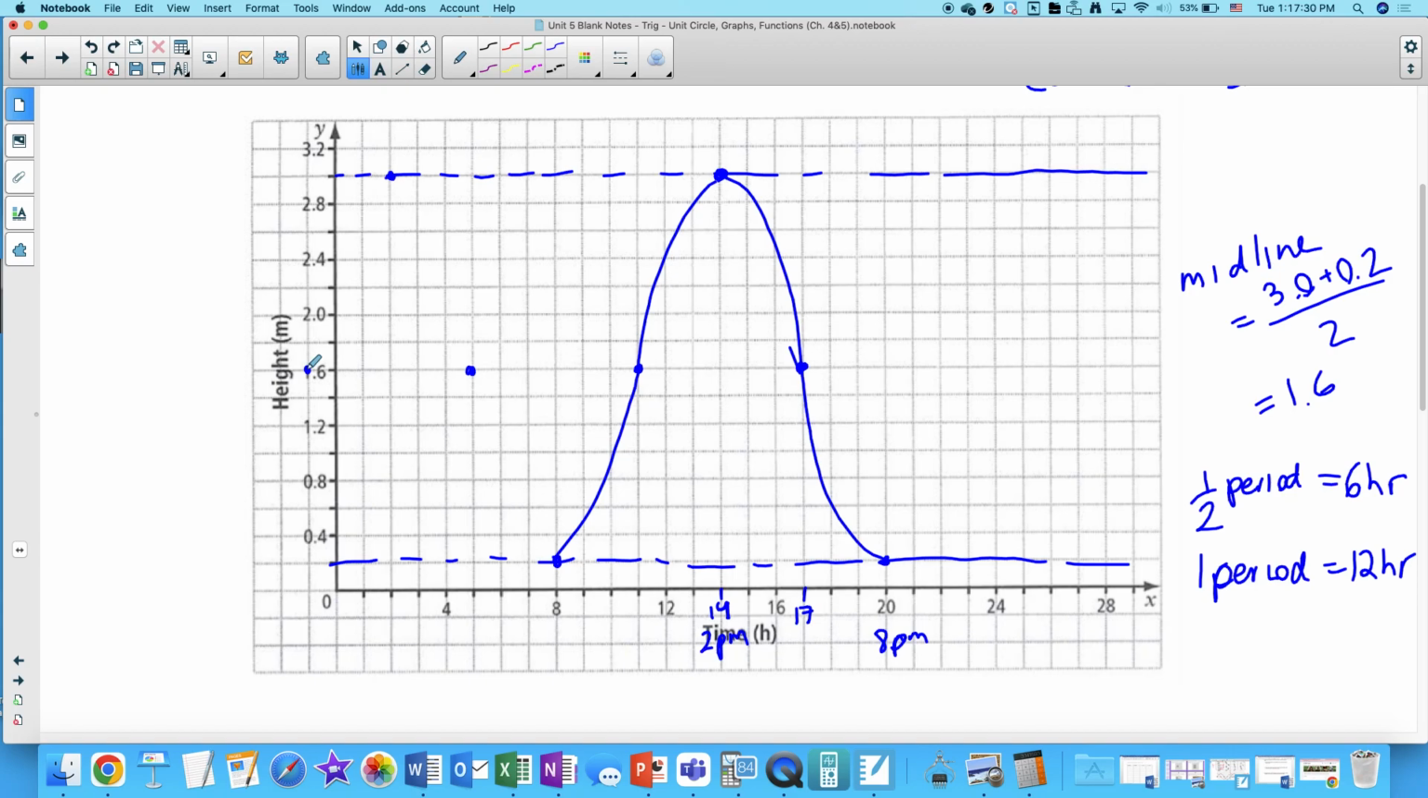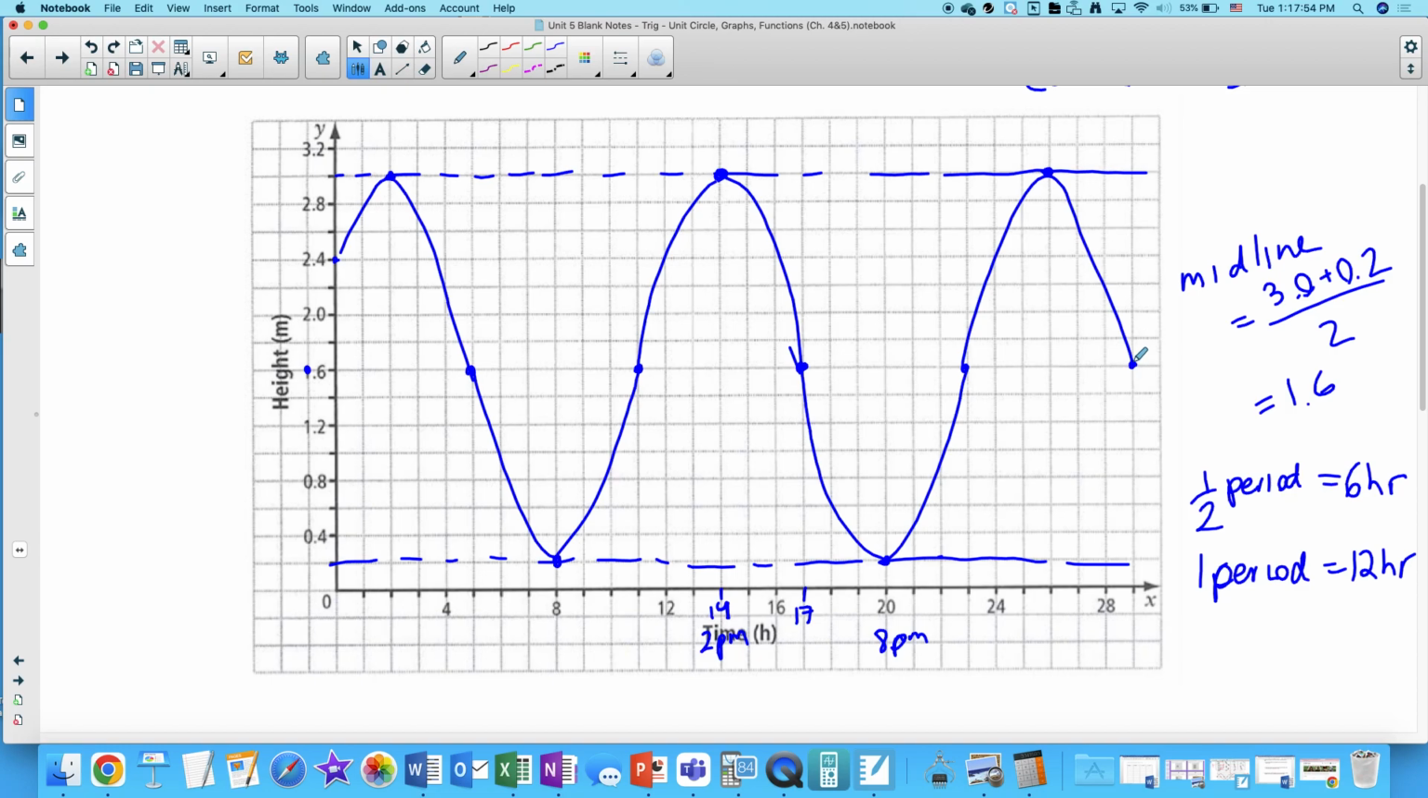Okay, and then I could keep going. 1, 2, 3, back in the middle. 1, 2, 3, back at the top. 1, 2, 3, in the middle. Okay. There we go. Okay, so we've got the midline.